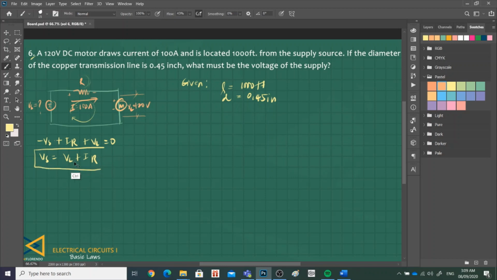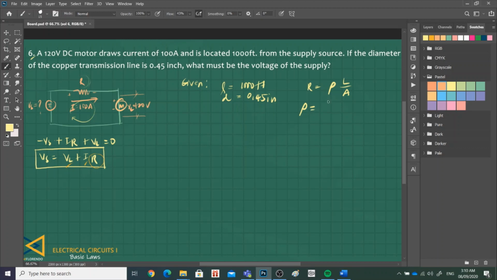Ano pa ba ang kulang natin dyan? Meron na tayong current na mag-flow sa system, 100 ampere. Meron na tayong V sub L. Ang wala na lang natin is R. Paano natin makukuha yan? Para kay R, given yung length and diameter. So, pwede natin gamitin yung rho L over A. Length is 1,000 feet. Diameter is 0.45 inches. So, pwede natin gamitin yung in terms of circular mil, provided na alam natin yung rho or resistivity for copper in terms of circular mil.